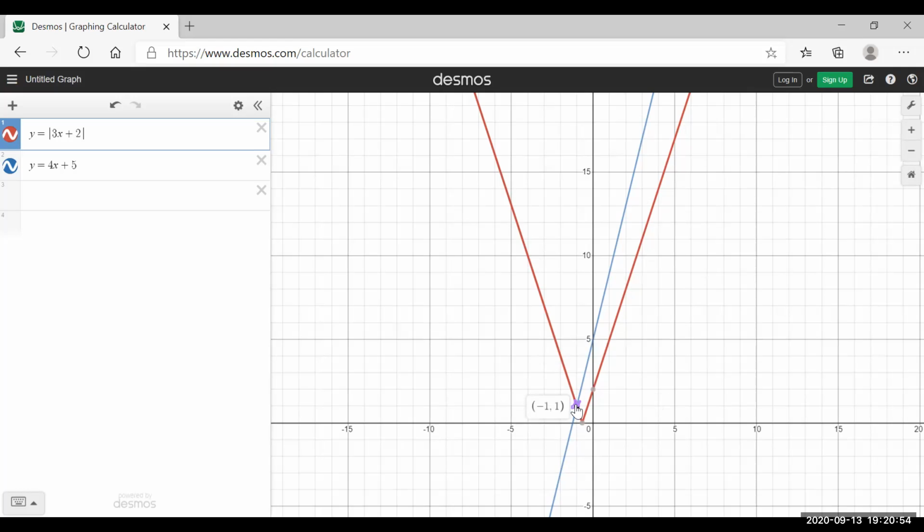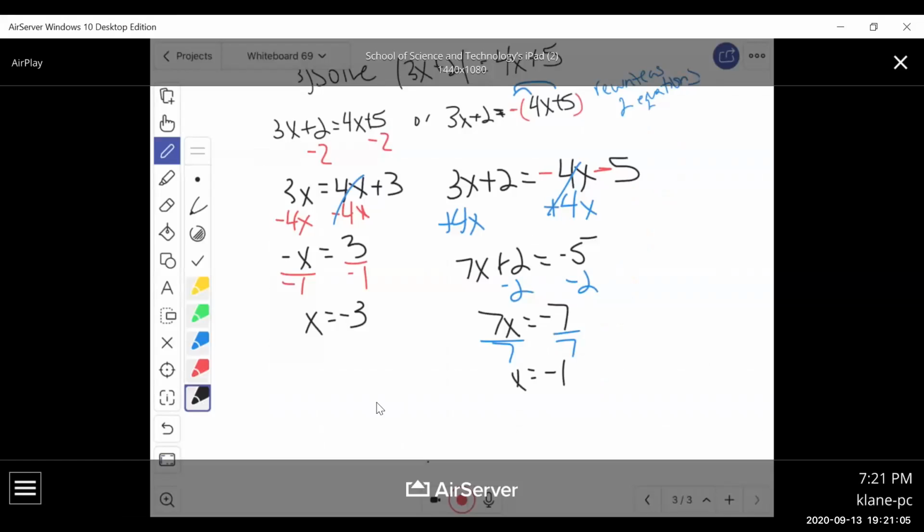Well, absolute value equations sometimes have what's called extraneous solutions. So let's go back to our algebra work and look at algebraically why we can only accept negative 1 as our solution. So let's try checking.